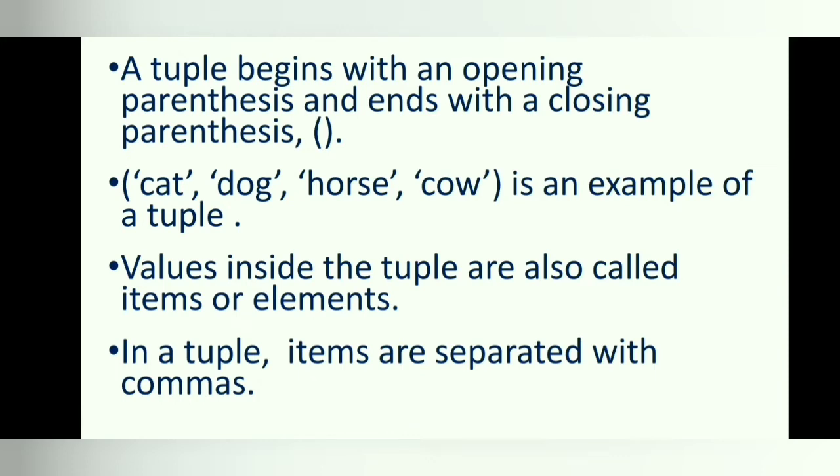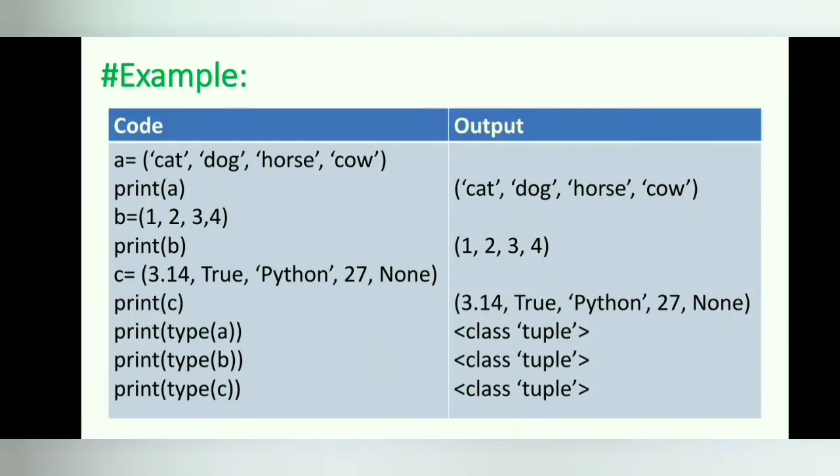Values inside the tuple are also called items or elements. In a tuple, items are separated with commas. Example: open the Python IDE or any text editor, then type this Python code and run it. In this example, a tuple containing string type values cat, dog, horse, cow is assigned to the variable a. The following print statement print a will display the tuple cat, dog, horse, cow.